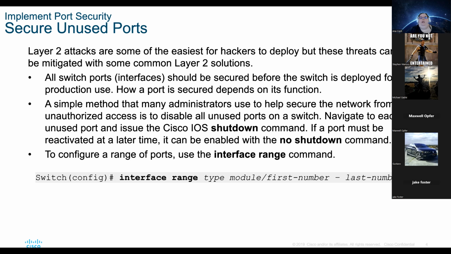A simple method that many administrators use to help secure the network from unauthorized access is just to disable unused ports on your switch, and then navigate to each unused port and issue the shutdown command. Then it'll shut that port down if it's not being used. And then you just re-enable it by doing a no shutdown, and it brings it right back up. To configure a range of ports, you can use the interface range command. And then there's an example of that down there underneath it.